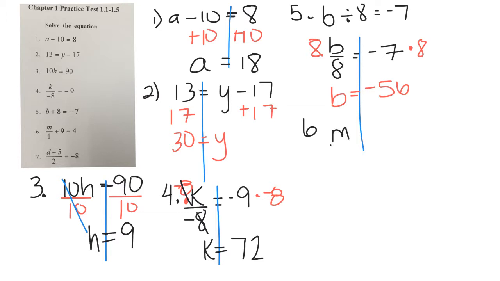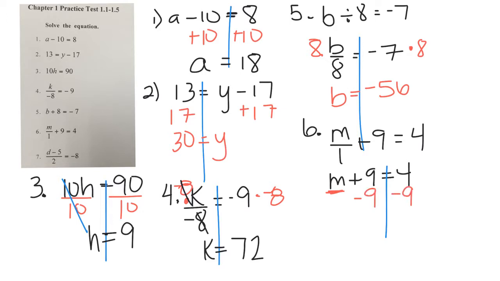Number 6 is m over 1 plus 9 equals 4. That's a really weird equation. You're almost never going to see something like this with m over 1, because m over 1 is just m. So this is m plus 9 equals 4. And then our equal sign, here it is. I want to get m by itself, so we're going to subtract the 9 from both sides. Those zero out, and we get m equals negative 5.